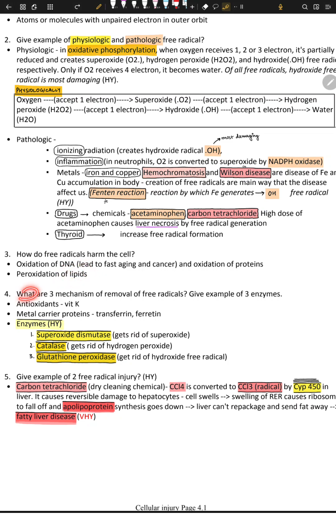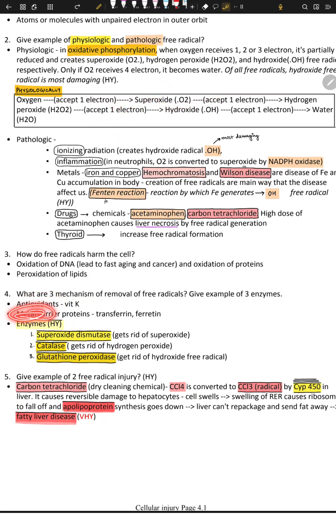What are the mechanisms of removal of free radicals? I told you, if our body is making these free radicals, our body will be removing them as well. There are antioxidants like vitamin E, a lovely antioxidant. It's like an enemy of these free radicals.